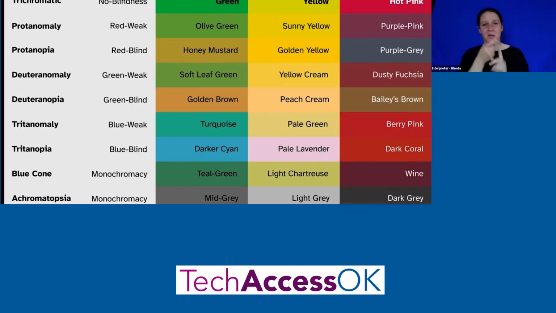With tritanomaly or blue weak, the green is more turquoise, the yellow is like a pale greeny gray color, and the hot pink is a berry pink. With tritanopia or full blue blind, greens can look like a darker cyan, yellow looks like a pale lavender, and hot pink looks like a dark coral. With blue cone monochromacy, green looks like teal green, yellow looks like a light chartreuse color, and hot pink is like a wine color. And finally, with achromatopsia or monochromacy, they obviously see mid-gray, light gray, and dark gray.